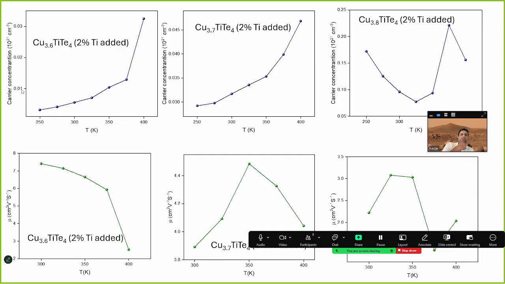Point zero zero three, sorry, 0.01. So the intrinsic mobility is low, or the grain sizes are too small. What is the grain size, from SPS? That's what I asked, what's the grain size, because mobility is low here.